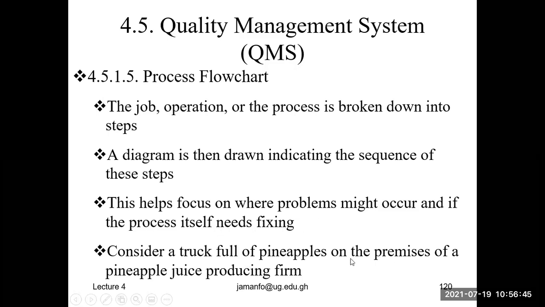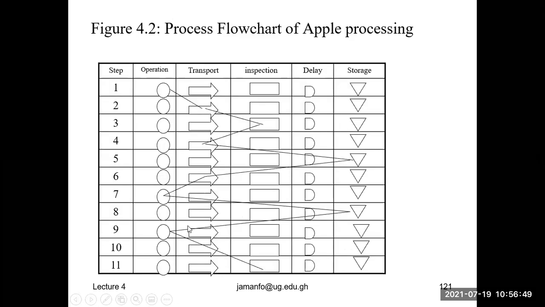Consider a truck full of pineapples on the premises of a pineapple juice producing firm. We are going to do something like this. So these are the steps. How many steps? 11 steps. This is operations, transport, inspection, delays, storage.